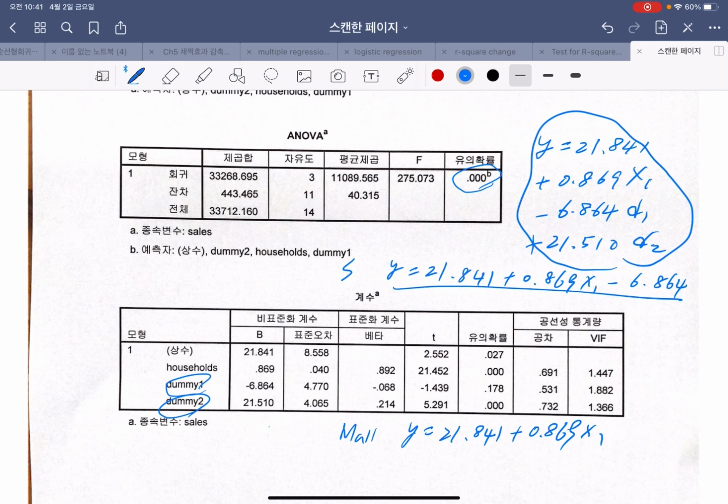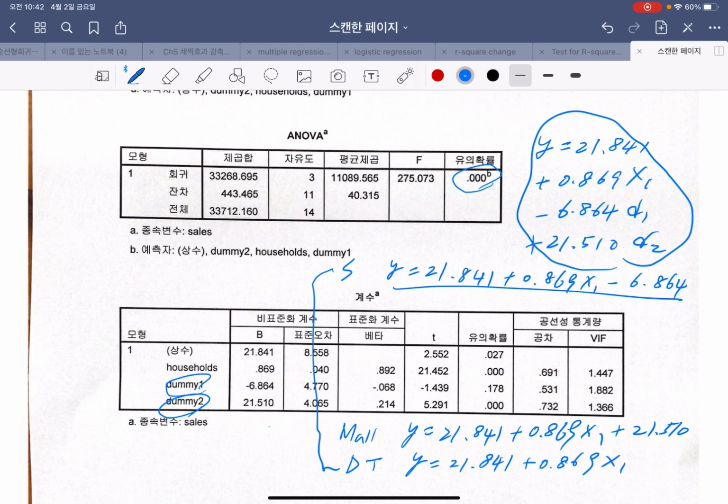Plus 21.510. And for the downtown, you get the zeros for dummy 1 and dummy 2. So you get 21.841 plus 0.869x1. And then you compare these things.